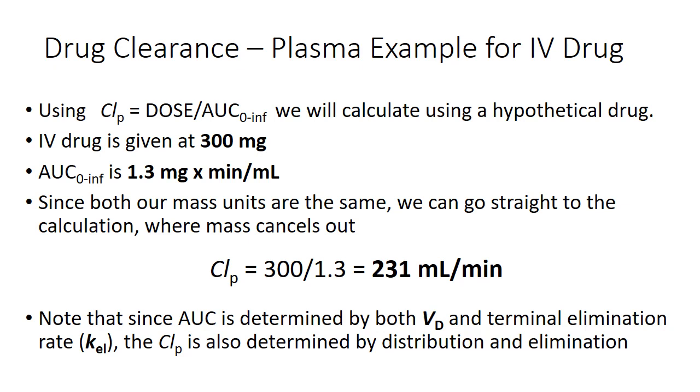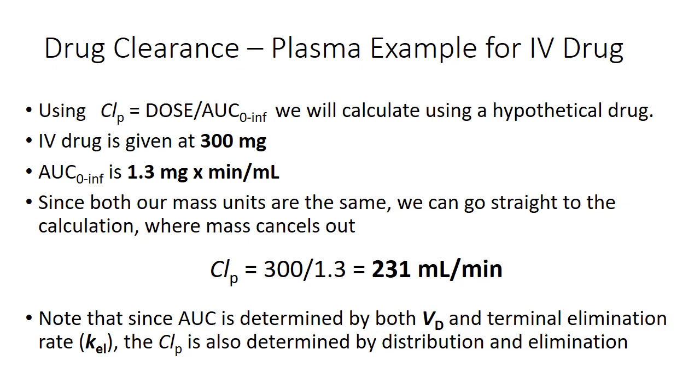That's pretty rare. Also note that since AUC is determined by both VD and terminal elimination rate, the clearance of plasma is also determined by distribution and elimination. I already mentioned that: clearance is always determined by the KEL and the volume of distribution. So remember, both of those factors would contribute to the clearance.